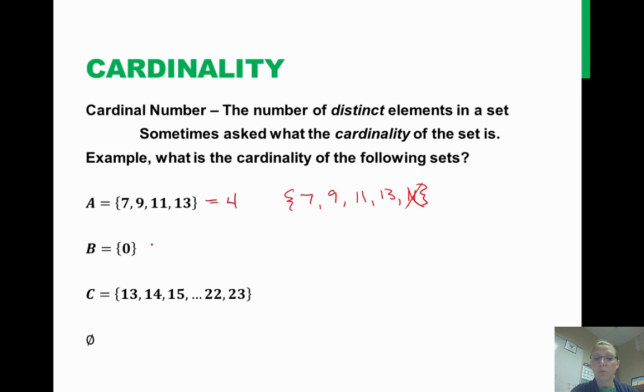On set B, we have 1 element. Don't let that number 0 confuse you. 0 is still an element and should be counted. Set C, notice that we start with 13 and end with 23. If you were to use your fingers to count these, if you start at 13, 13, 14, 15, 16, 17, 18, 19, 20, 21, 22, and then 23, we have 11 elements in that set. On the last one, we have an empty set. That means we have no elements, so the cardinality of that set would be 0.